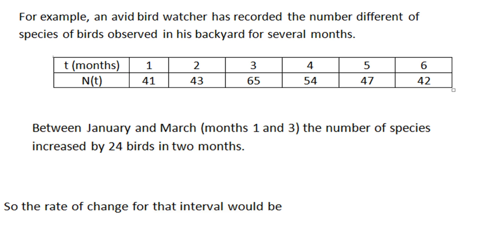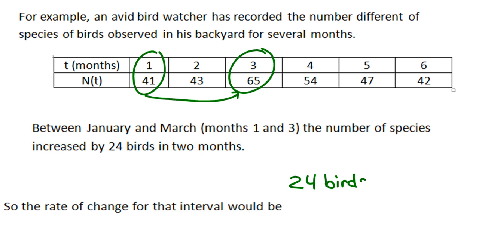Between January and March, months 1 and 3, the number of species increased by 24 birds in 2 months. So between 41 birds to 65 birds is an increase of 24 birds, and that was an increase of 2 months. The rate of change for that interval would be the 24 birds over a span of 2 months, which gives us 12 birds per month.